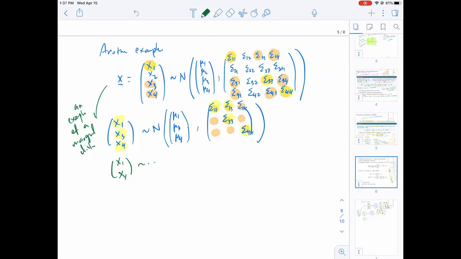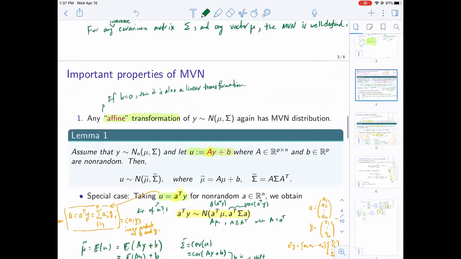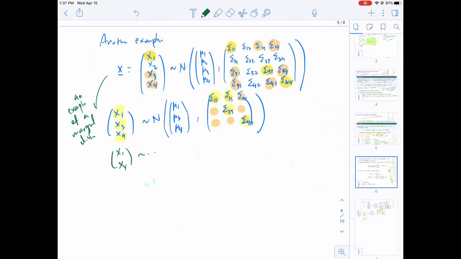So how can we show this? Given property 1, can you use property 1 to actually prove this result? How do we prove the one that I just wrote? I know that this x is multivariate normal. How can I show that this new vector x1, x3, x4 is multivariate normal?